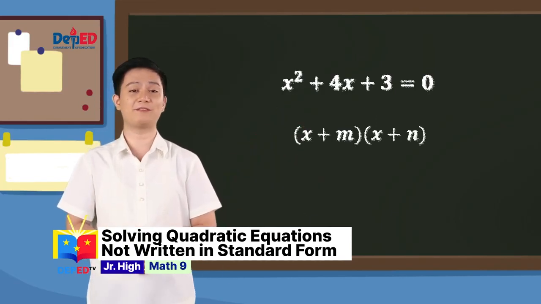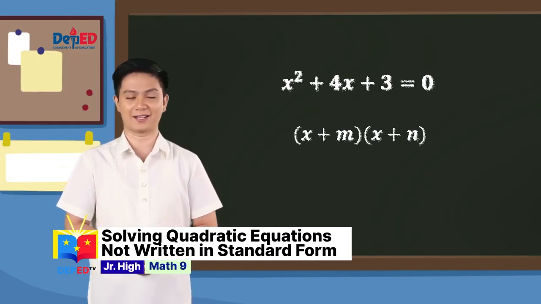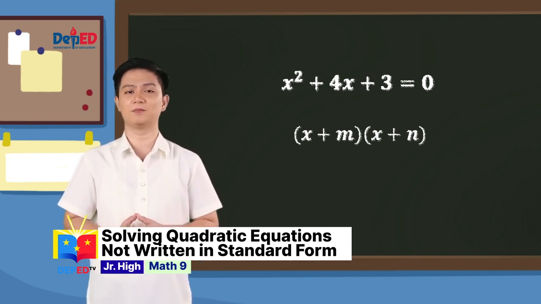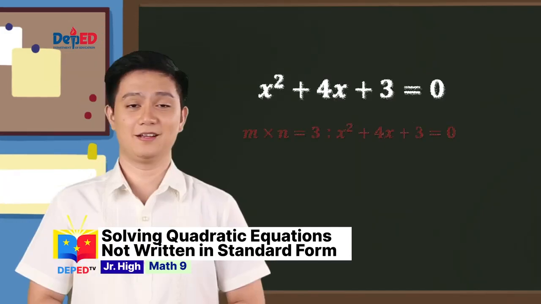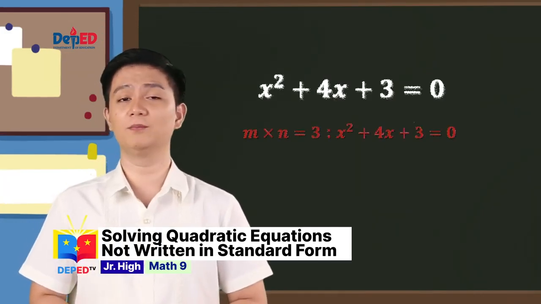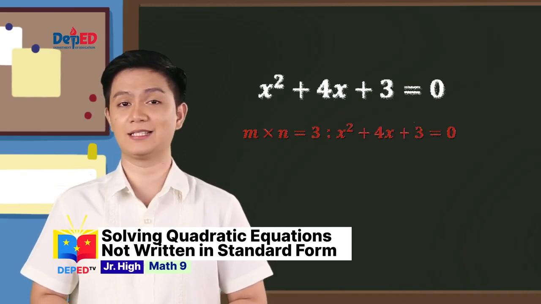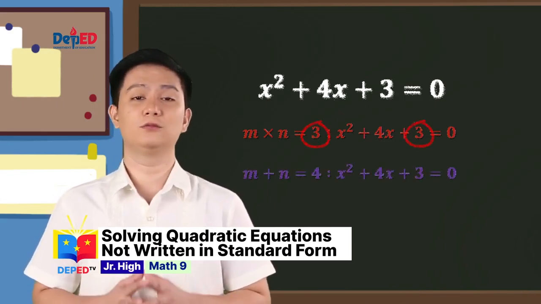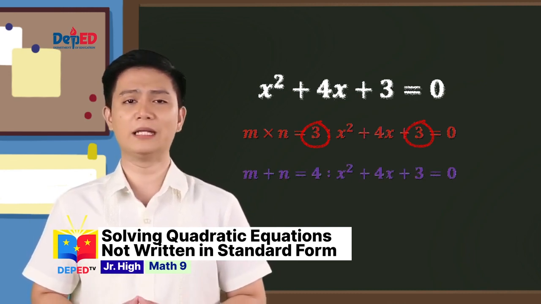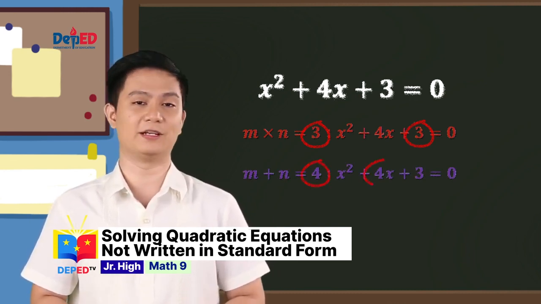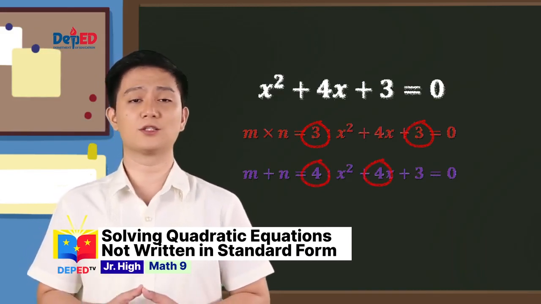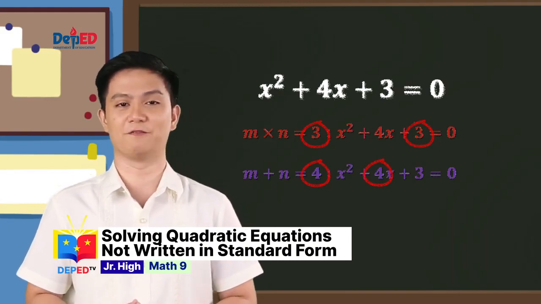The first terms of the binomial factors are both x, since the square root of x squared is x. Now, we have to think of the values of the constants m and n. We take note of the following. The product of m and n must be equal to the constant term in the equation, which is 3 in this case. The sum of m and n must be equal to the numerical coefficient of the middle or linear term, which is 4 in the given equation. Since their product and sum are both positive, the two numbers must also be both positive.